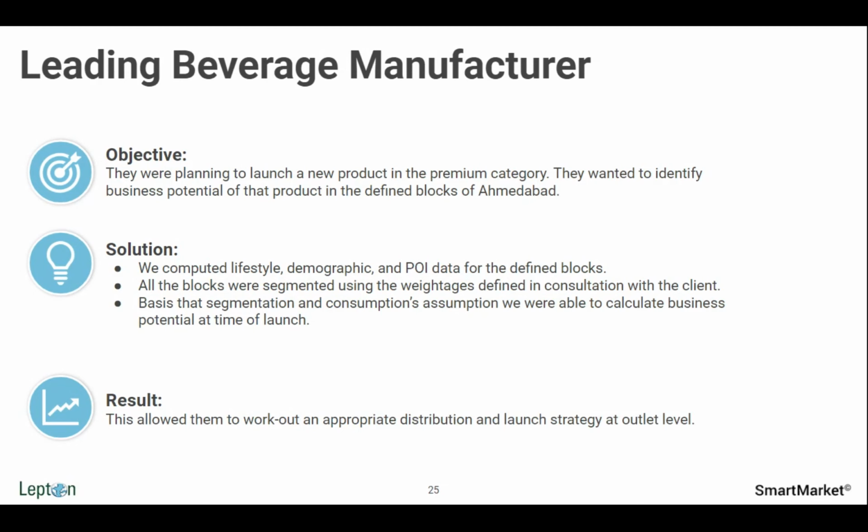This is about a leading beverage manufacturer in Ahmedabad. It was coming up with a new premium product, and wanted to understand which locations should be targeted for this premium product. Again, POI data and demographic parameters in conjunction with affluence data. This report was analyzed and shared with the customer to understand which locations should be targeted for this particular premium beverage brand.